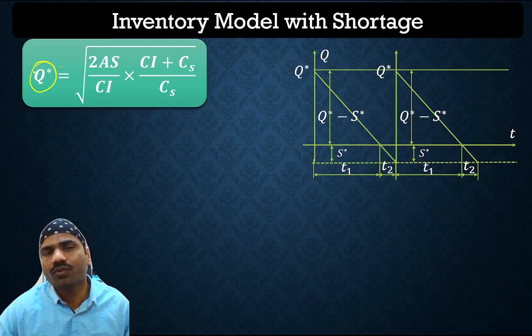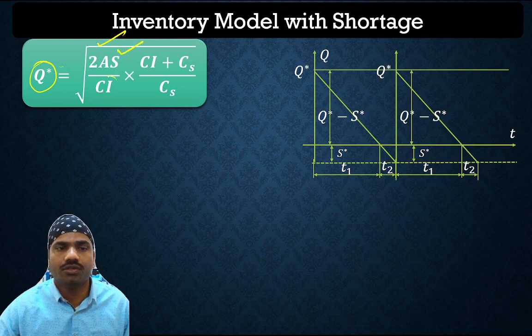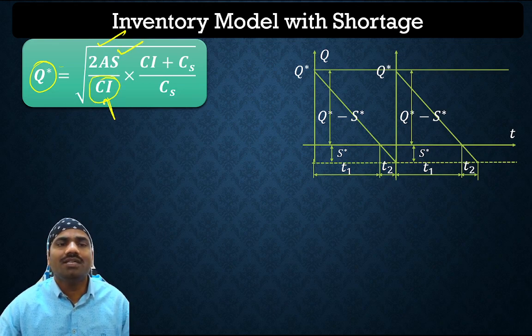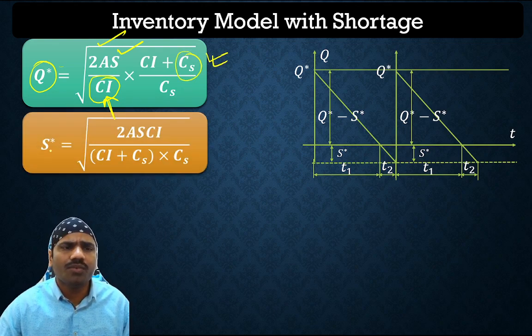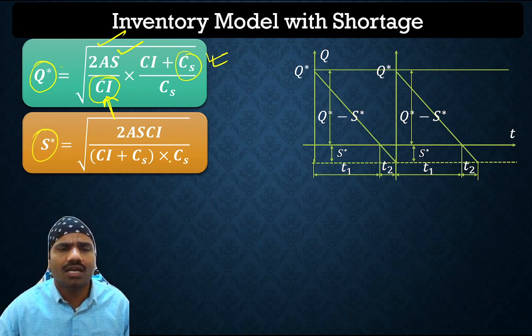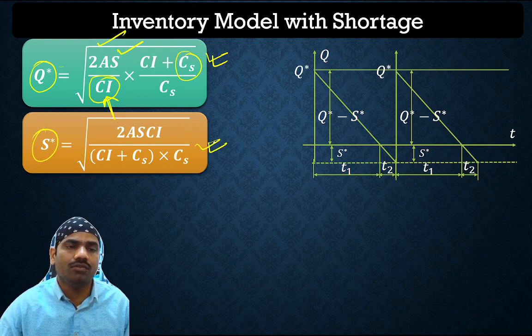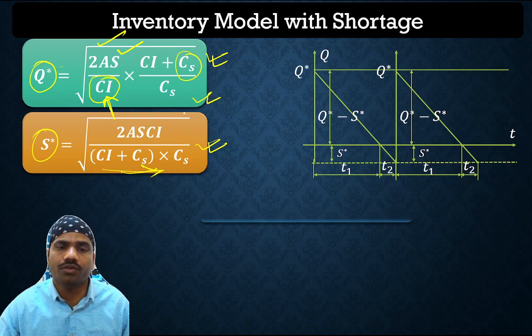The economic order quantity Q star including the shortage will be the square root of 2AS into (CI plus CS) by CI into CS, where A is the annual demand, S is the cost per unit per order, CI is the inventory carrying cost, and CS is the shortage cost. We can also have the optimum shortage, and that shortage can be calculated by this particular formula, where all the variables have the same meaning as in the EOQ, economic order quantity.